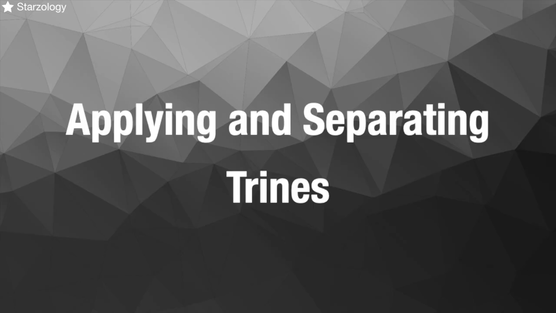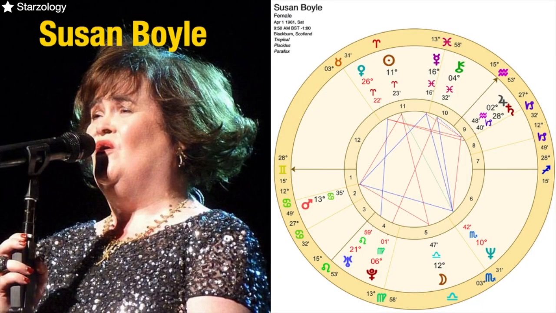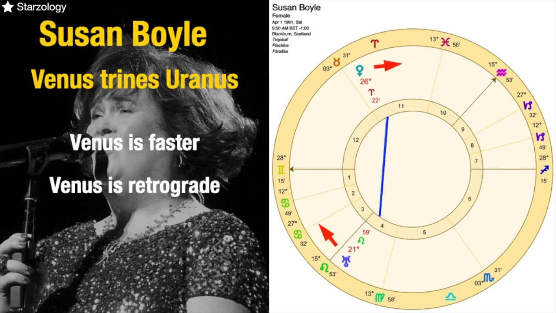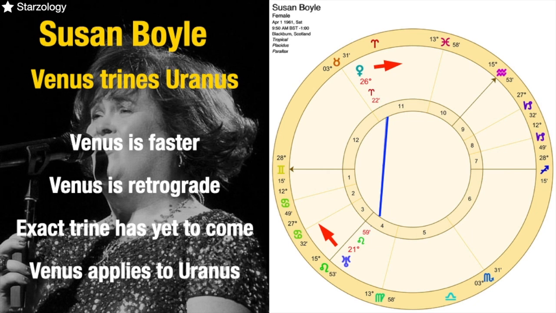Applying and separating trines. Looking now at the chart of the singer Susan Boyle. So Susan Boyle has Venus trine Uranus. Venus is faster, but Venus is retrograde, and so is Uranus for that matter. So Venus is going to count back 25, 24, 23, 22, 21, and Uranus is going to go 21, 20, 19, and Venus is applying to Uranus because Venus will catch up and perfect the trine to Uranus.